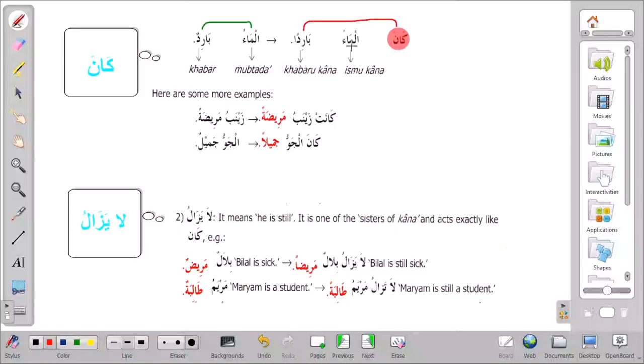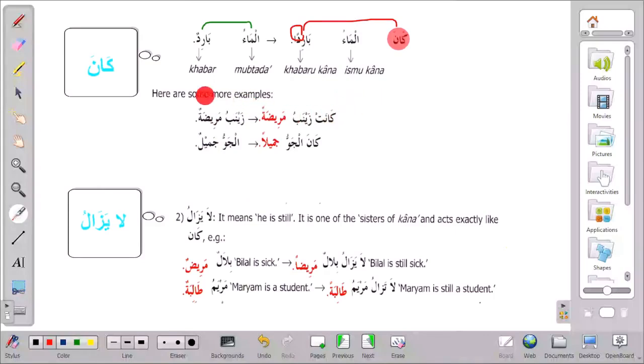Okay, كان الماء باردا. The khabar is mansub and the ism is marfu. I hope that is clear. So that's the changes that will happen. The khabar of the kana will now be mansub. I hope that is clear. Okay. So that's the main thing that we have to know about kana.